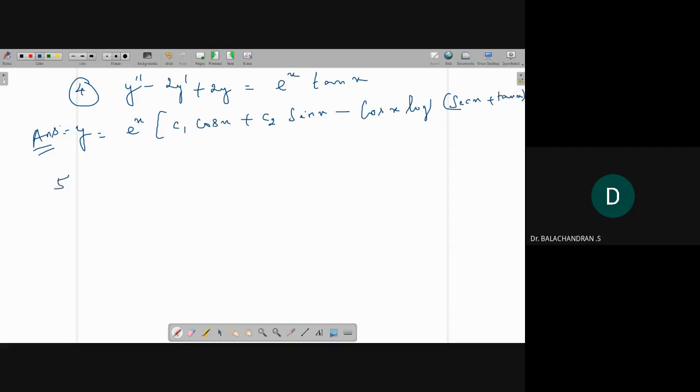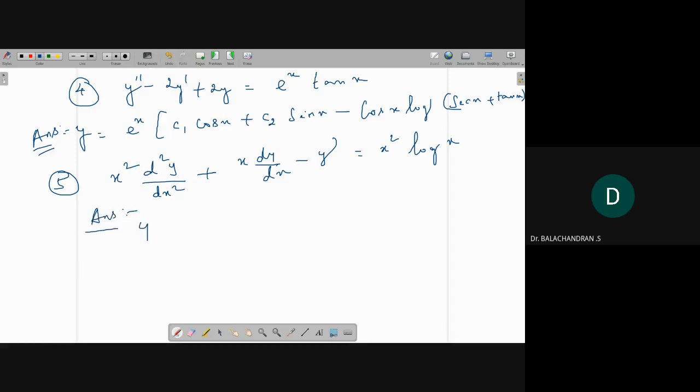Okay, and last column. This is a variable coefficient. Up to fourth column, constant coefficient. x square d square y by dx square plus x into dy by dx minus y equal to x square into log x. So y equal to c1 x plus c2 divided by x plus x square by 9 into 3 log x minus 4.